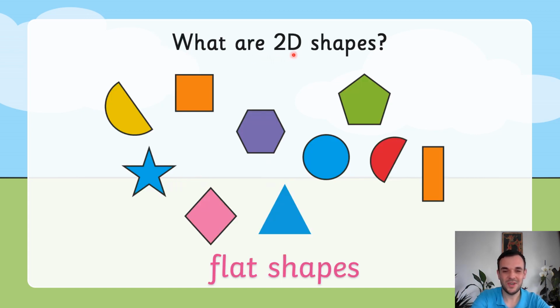What are 2D shapes? We said that 2D shapes are flat shapes. They do not pop out of the page at you. And we looked at some of the shapes yesterday. We looked at circles. We looked at triangles. We looked at squares. And we also looked at rectangles.